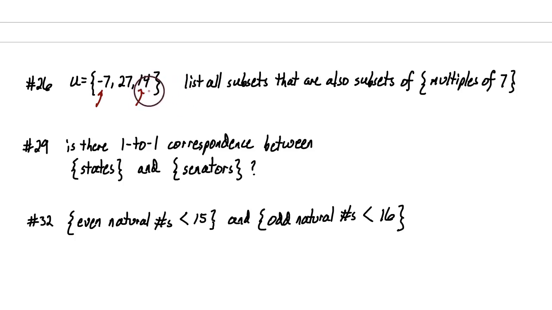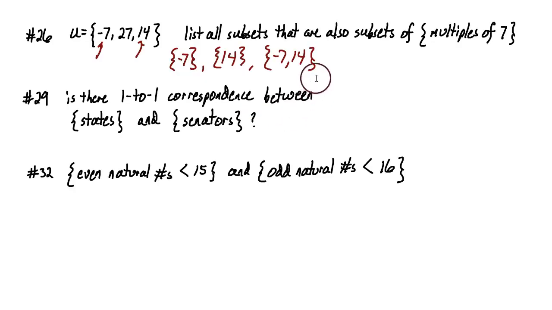Let's form all the possible subsets that have those numbers. One is the set containing -7. Another is the set containing the 14. And another subset is the set containing the -7 and the 14. Finally, recall that the empty set is a subset of every set.